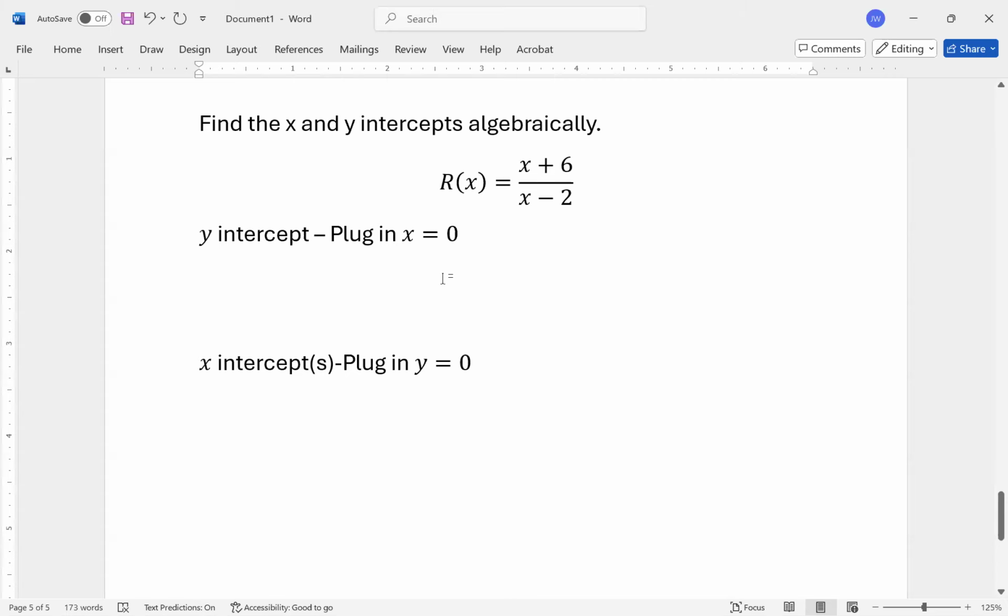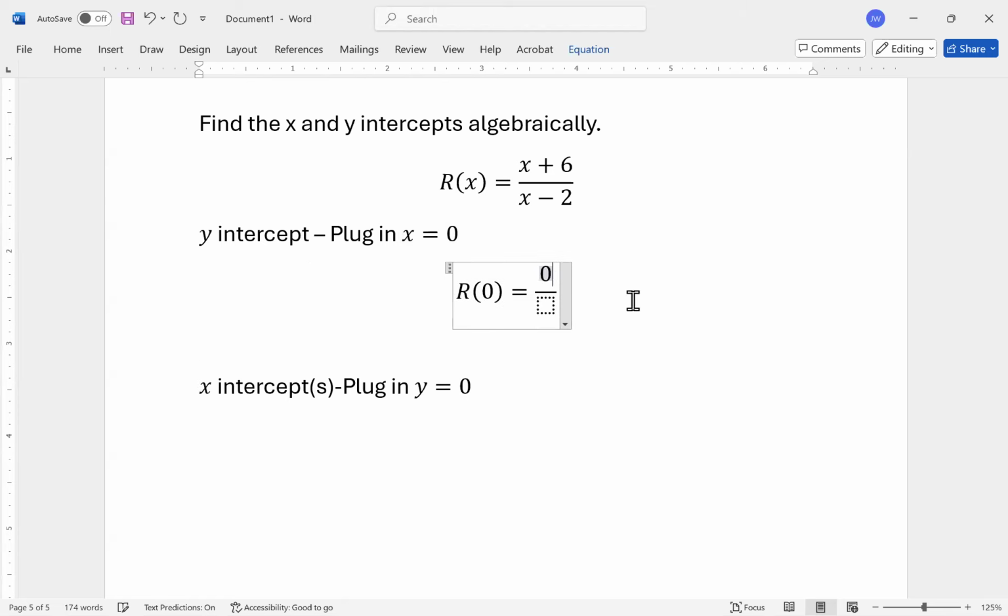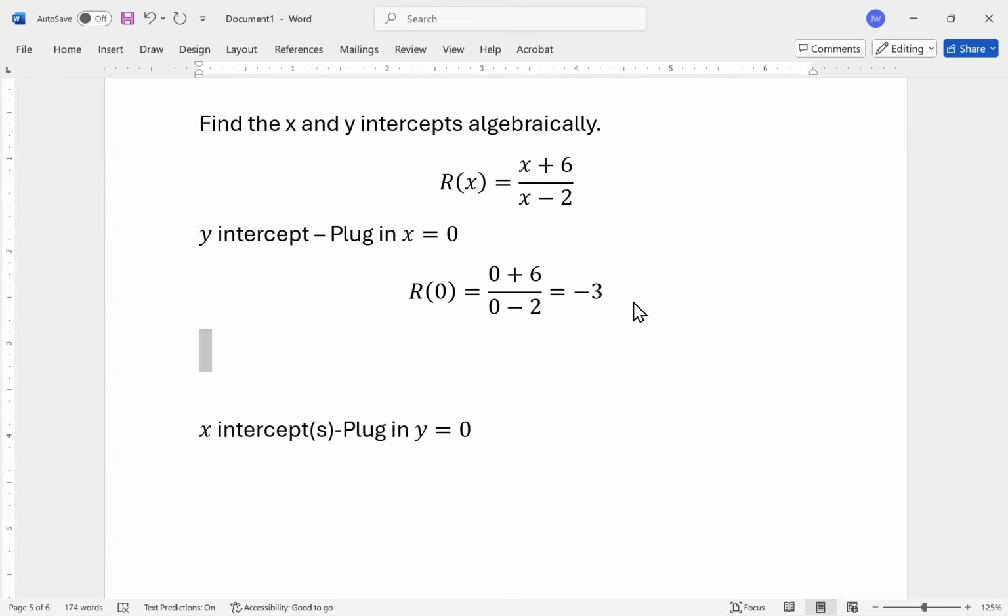I'll start by plugging in x equals 0 to find the y-intercept. Remember, this is a function, so we can only have at most one y-intercept. So plug in 0 for my x value. I'm going to get the fraction 0 plus 6 divided by 0 minus 2. And that, when I calculate it, becomes negative 3. So my y-intercept for this function is the point 0, negative 3.